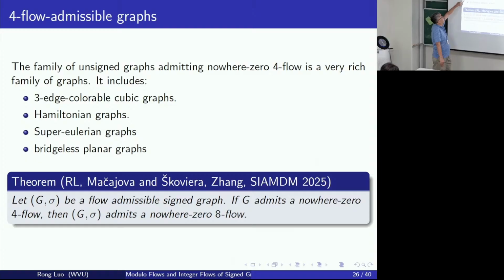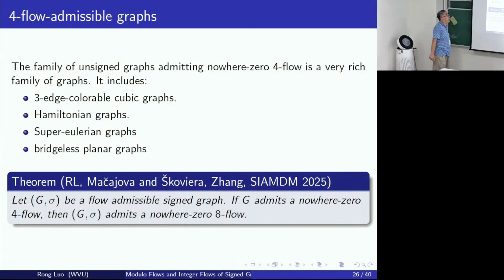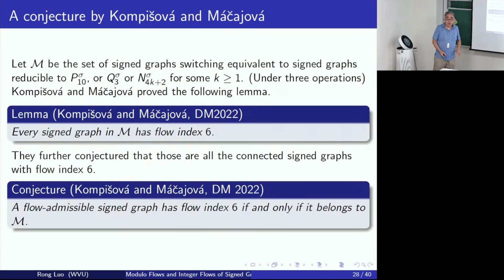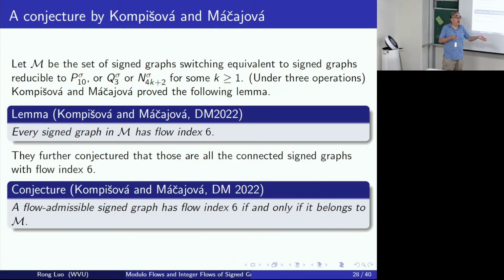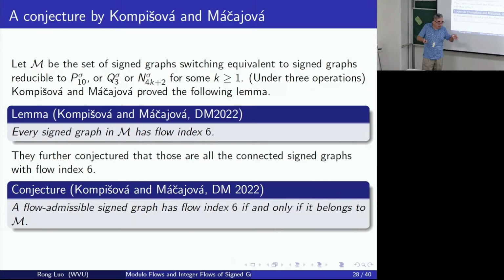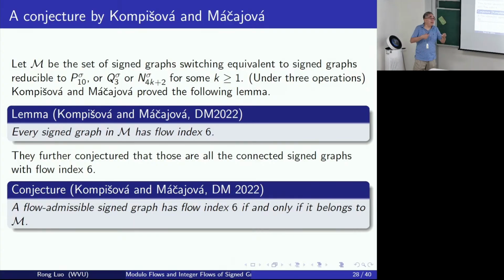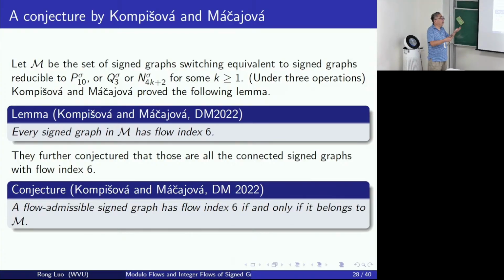An unsigned graph admitting a nowhere zero 4 flow includes lots of graphs: 3-edge colorable cubic graphs, Hamiltonian graphs, super-Eulerian graphs, and bridgeless planar graphs. So this makes the family bigger. Super-Eulerian is like a partition into 2 Eulerian? No, super-Eulerian means that it has a spanning Eulerian subgraph. From the point of view of results, super-Eulerian is basically the same as a Hamiltonian cycle. So if we have a result related to a Hamiltonian cycle, normally you can generalize this to super-Eulerian. It's just a slightly bigger family than Hamiltonian graphs.